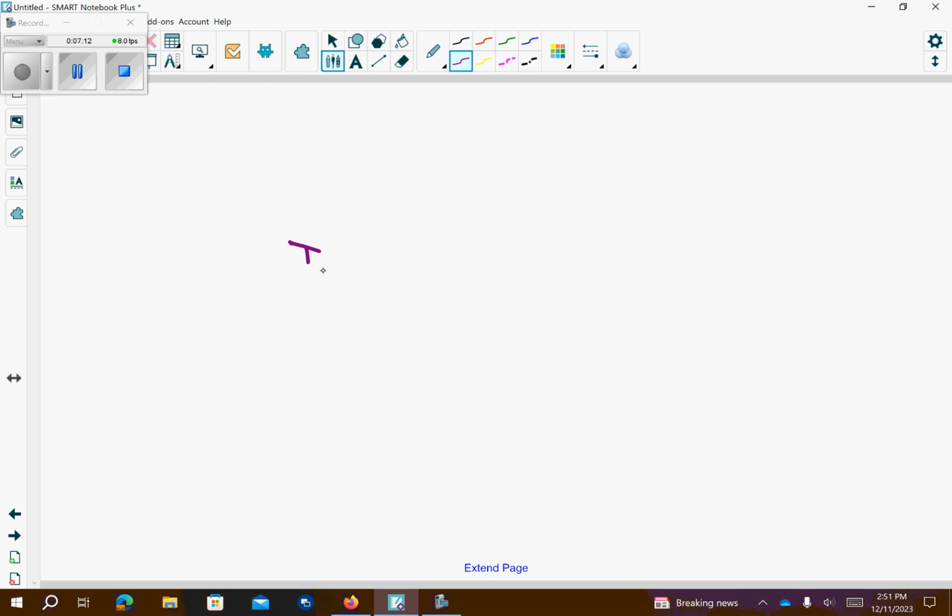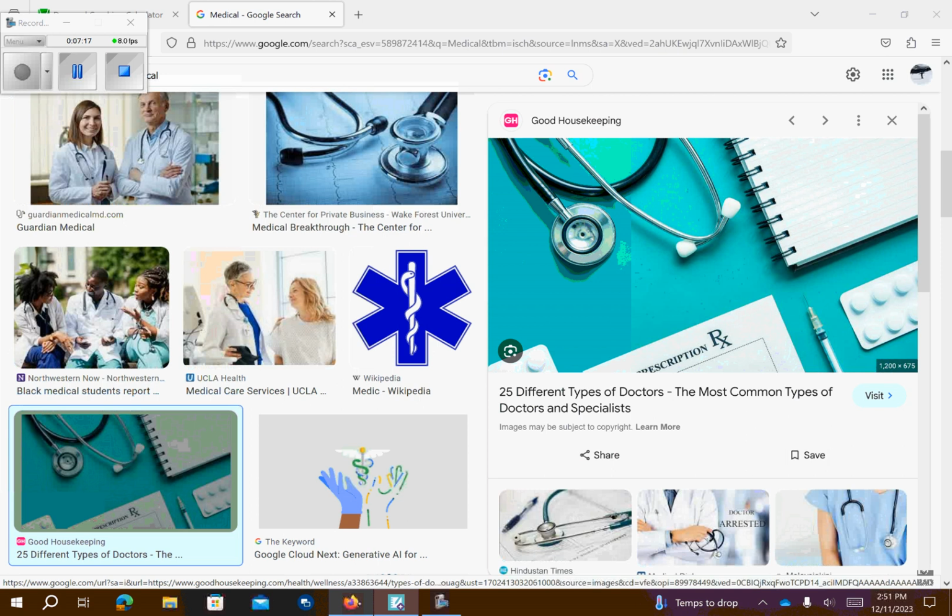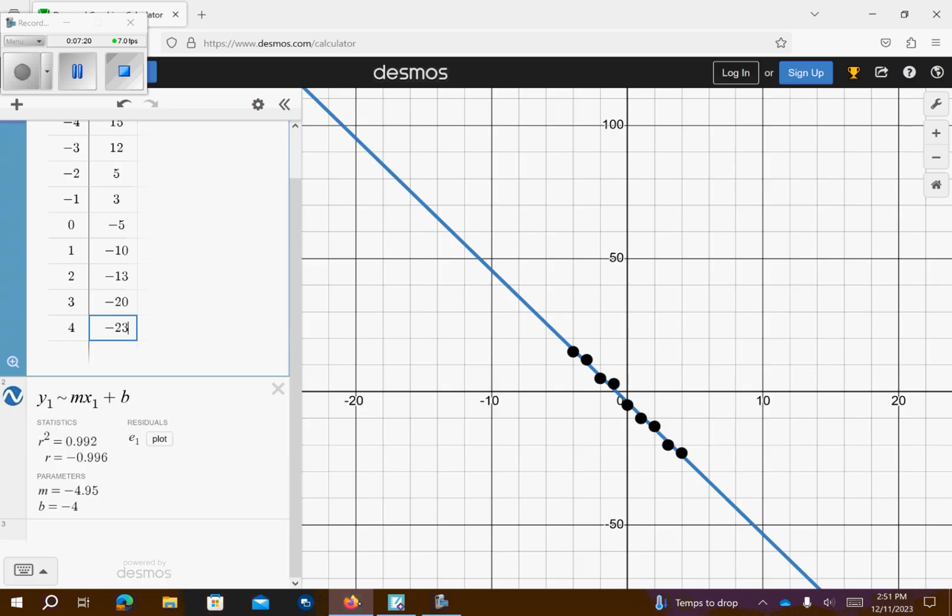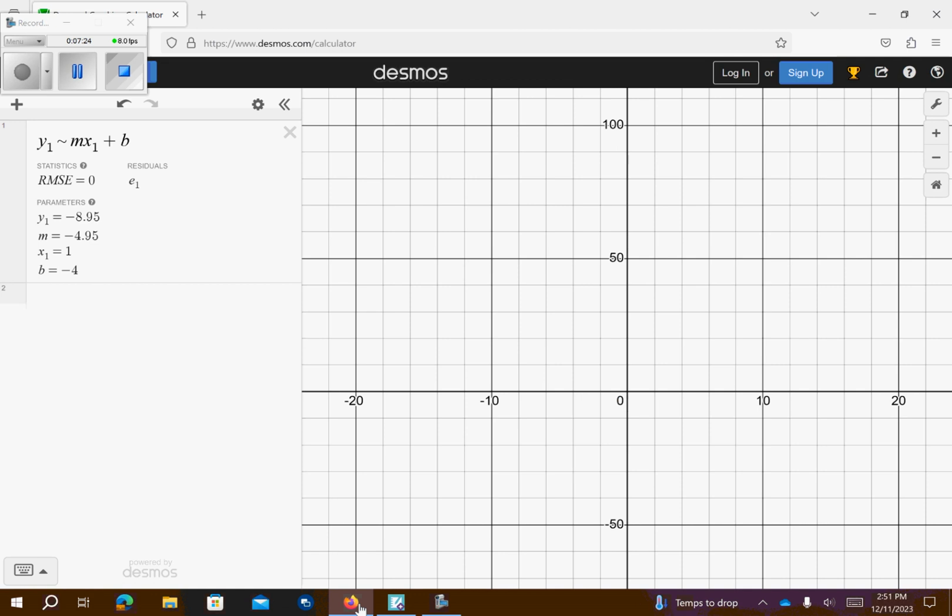Okay? We will have Desmos as well. So let me know if you need any help with Desmos. Remember, on Desmos, let's just clear this stuff out. So on Desmos, you hit the plus button, you go to table, put your values in, and then remember, this is going to be the y1 tilde mx1 plus b.